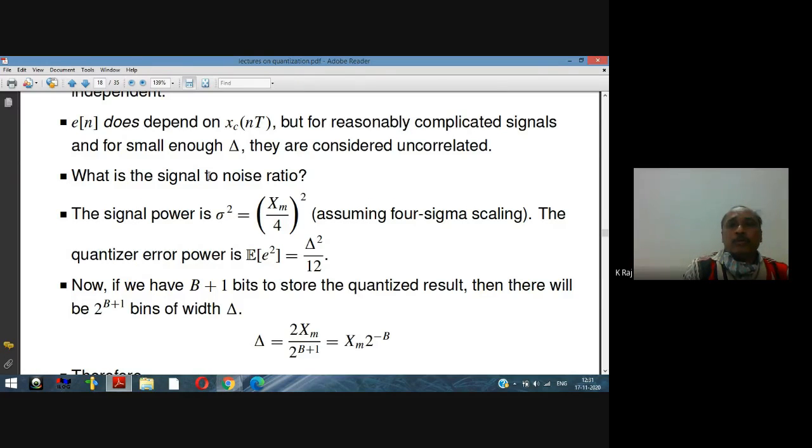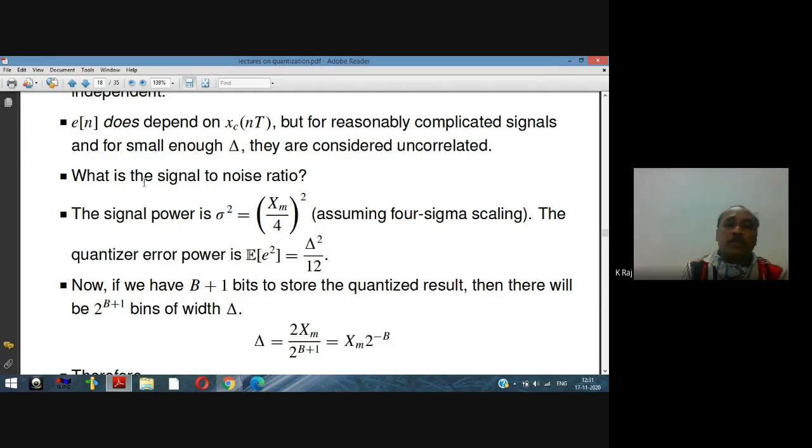What is the signal to noise ratio? As we know, the ratio of the power related to the signal to the power related to the noise is the signal to noise ratio. Now we will try to calculate the signal to noise ratio, that is the SNR, for this process here.